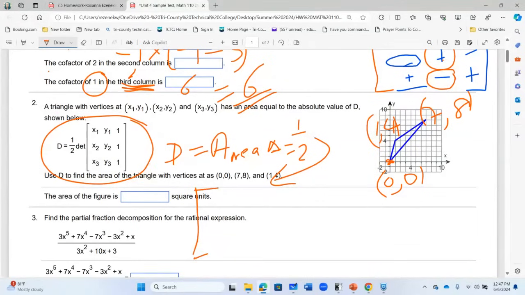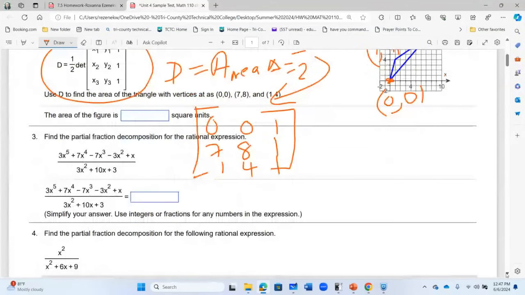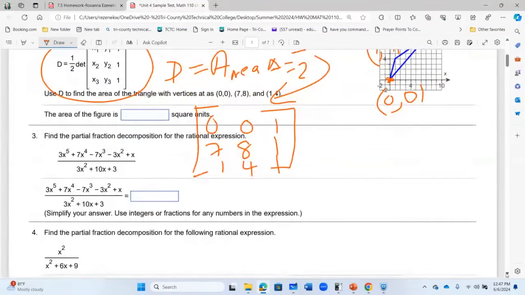I'm going to write that matrix here and put in the coordinates. So 0, 0, 1. The next coordinate is 7, 8, 1. And the last one is 1, 4, 1. Okay, so then I can use the matrix of minors and find the area of this triangle, because I don't really have to; I can use matrices anyway.